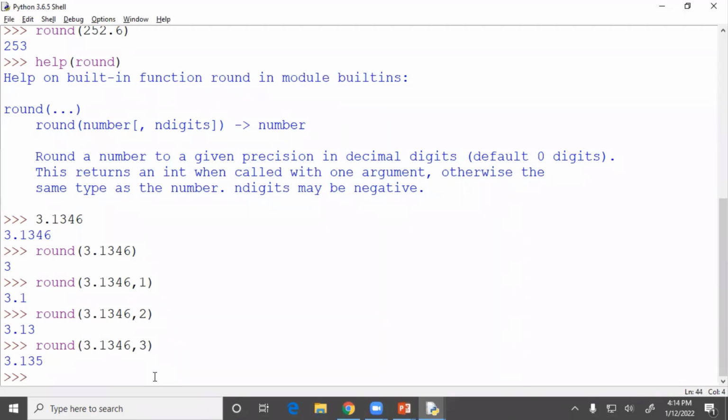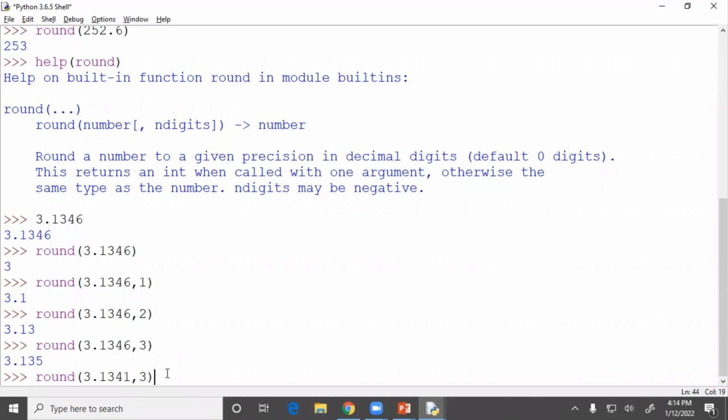$3.13. Why 5? Because I have 6. Remember this one here? After 3 decimals, what do I have here? 6. 6 is greater than 5, so it's going to be rounded into 5. You got it? Look, the same number, but I will put this, for example, 1. What do you expect the answer is going to be?